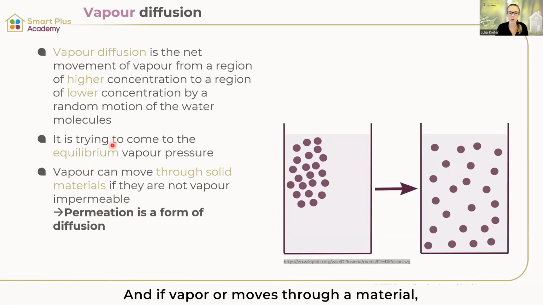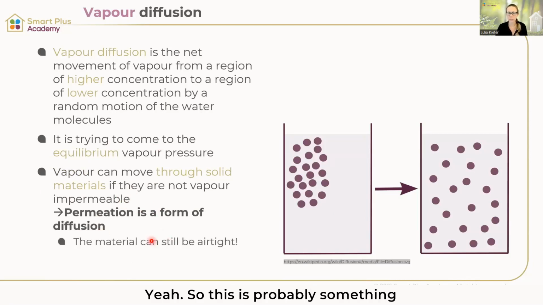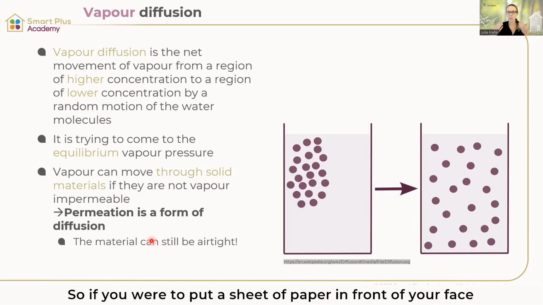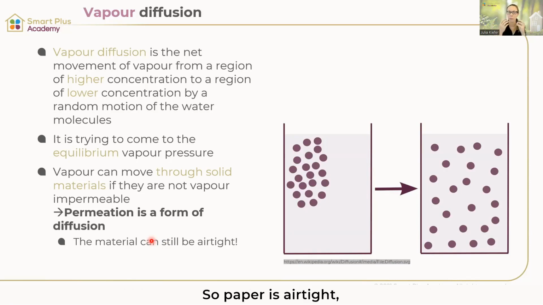And if vapor moves through a material, that material can still be airtight. Yeah. So this is probably something that is important to understand. We can have a material like, let's take an example of a sheet of paper. If you were to put a sheet of paper in front of your face and blow against it, the air wouldn't go through. So paper is airtight.